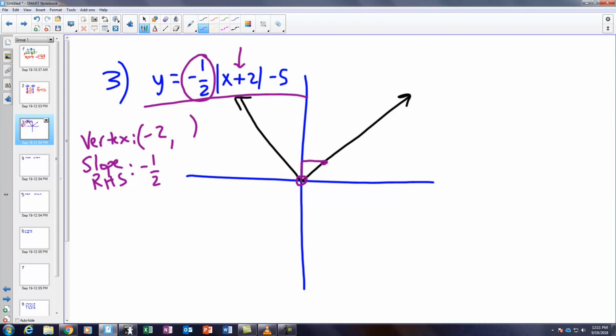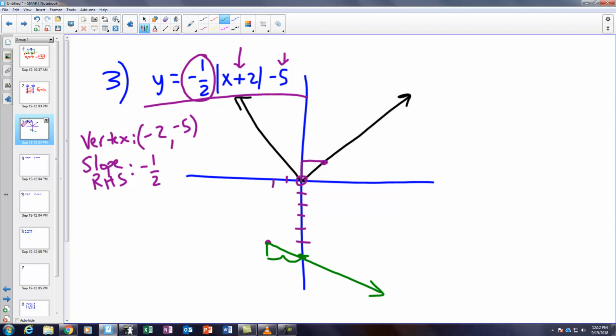It's not about the absolute value, it's about the grouping that exists there. And then because this -5 is sitting out here not grouped with the variable, it stays the same the way it is. Meaning that I need to go to -2, -5, put a dot. Then from there, I'm going to go ahead and follow the slope of -1/2, which means I'm going to go down 1 and over 2. Okay? And that's the right-hand side of my V.